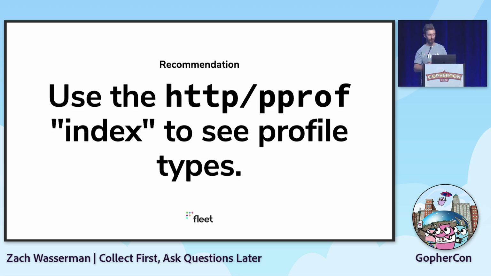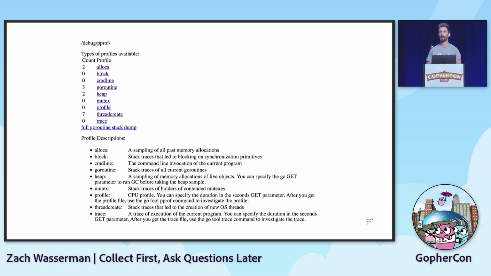And so a recommendation to everyone who's new to this is use the index that's provided by the net/http/pprof to see the types of profiles that are available. This is what that index looks like. And you can actually click to generate any of these profiles. You get some descriptions of what the profiles look like. And depending on which profile it is, it'll either open right in your browser because it's a text file, or it's more of a binary file and you'll get a download.